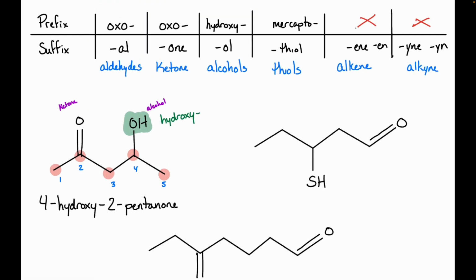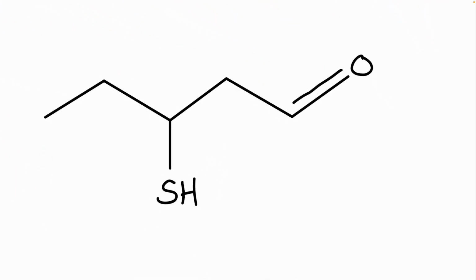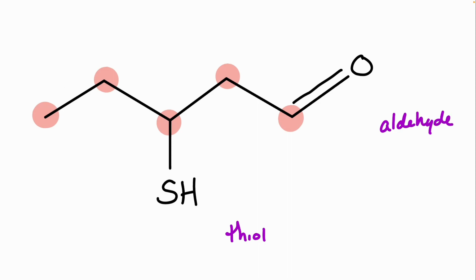All right. So we're going to find our parent chain. 1, 2, 3, 4, 5. The thiol group, right? We got two functional groups, a thiol and an aldehyde. The thiol is the lower of the priority groups, so it becomes a substituent and gets the mercapto name.